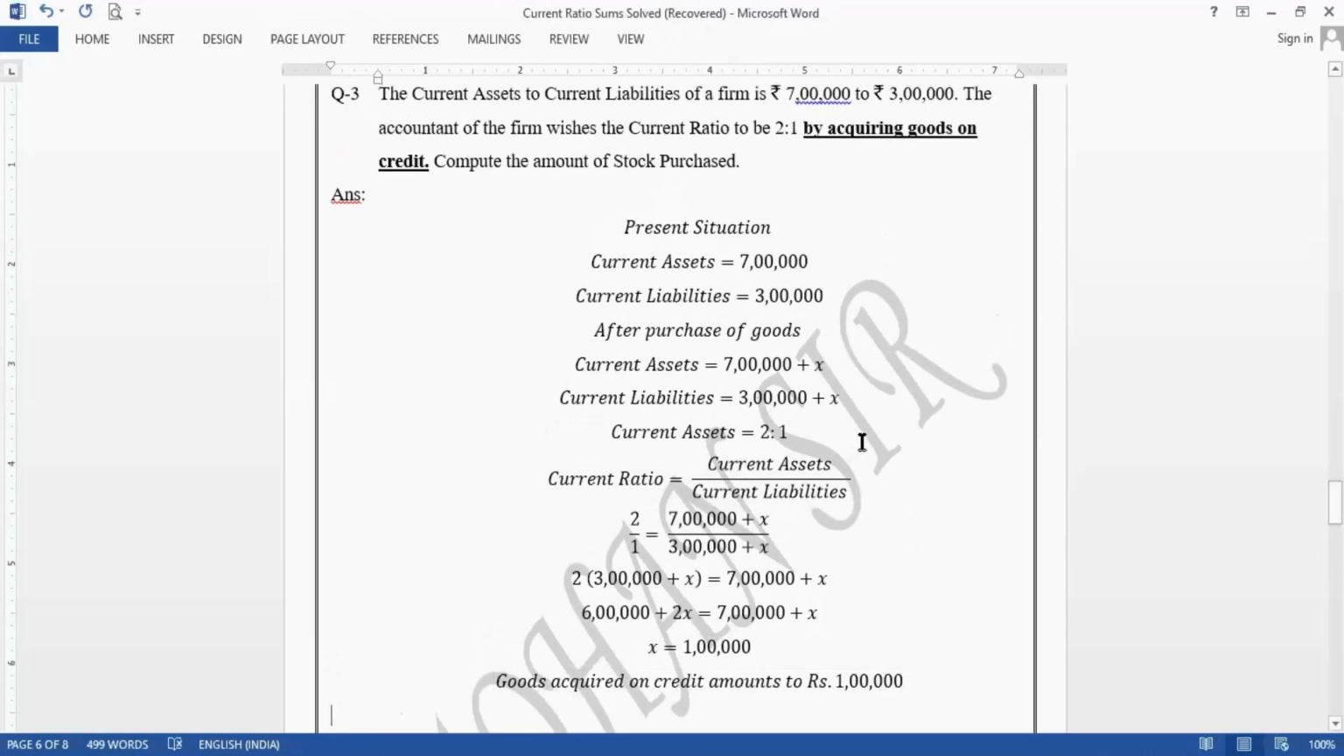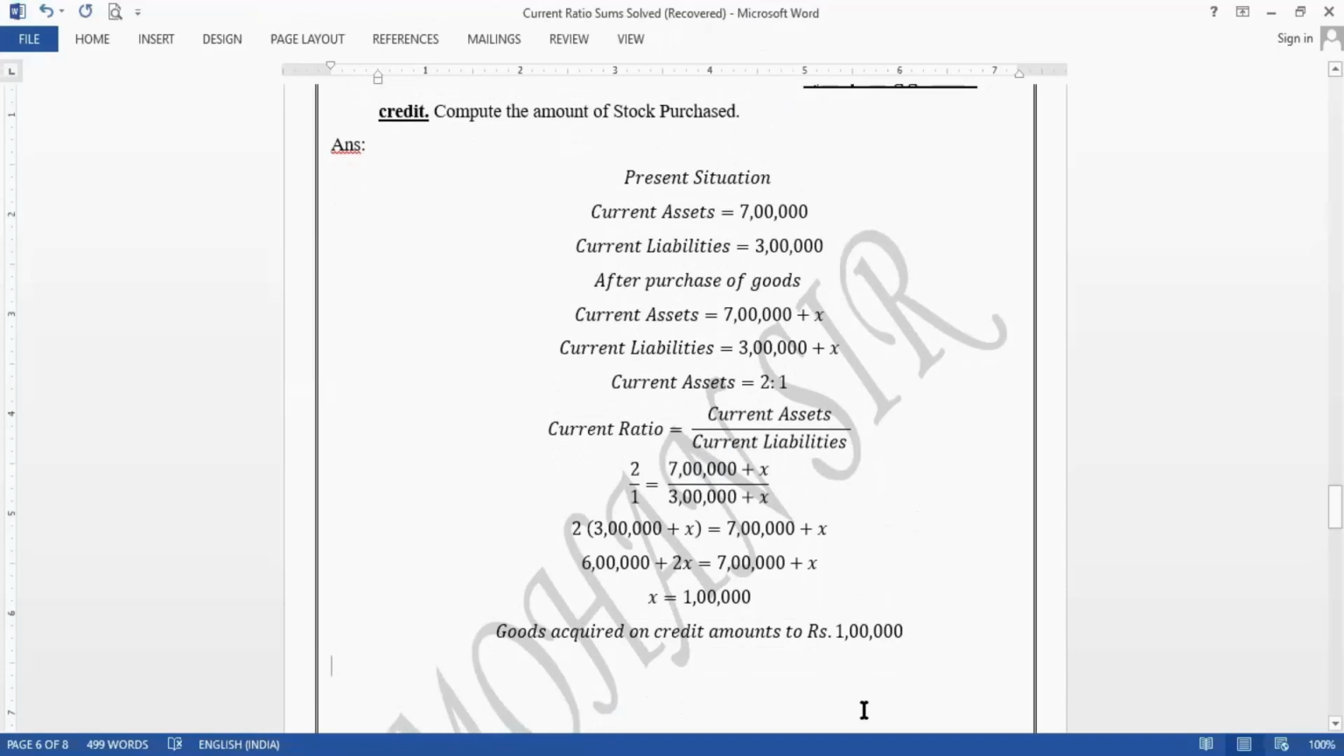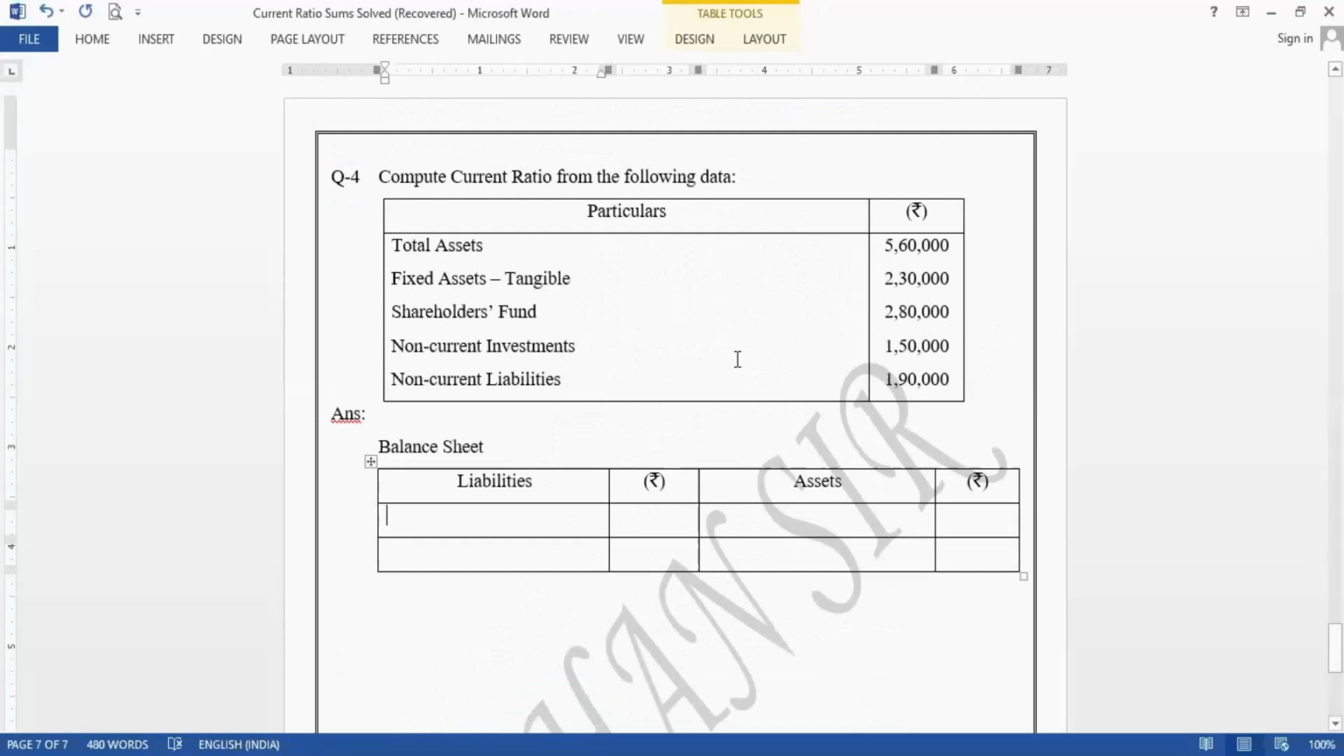You have to compare the present situation, and then after the change, what will be the current asset, what will be the current liability, what is the new ratio given, you have to apply accordingly. Let us now move to the next sum.